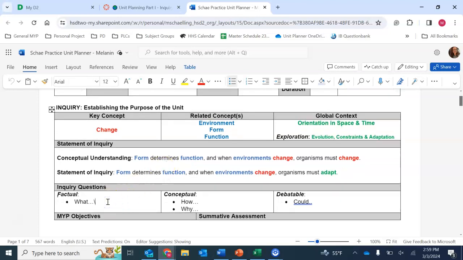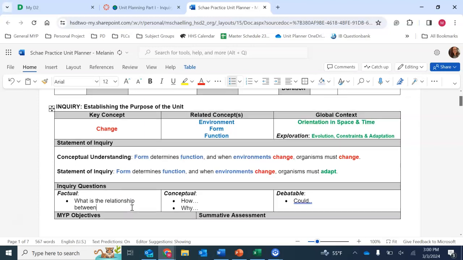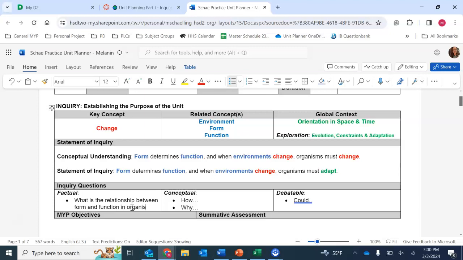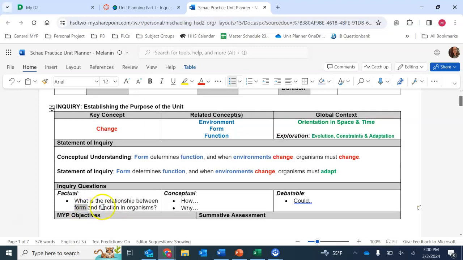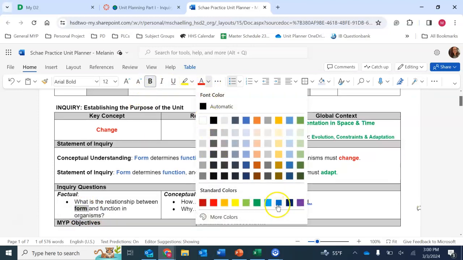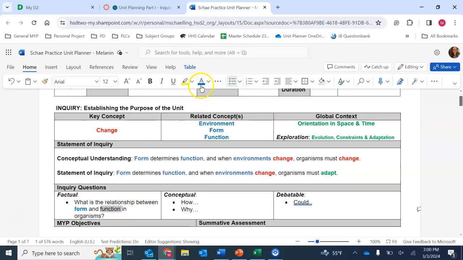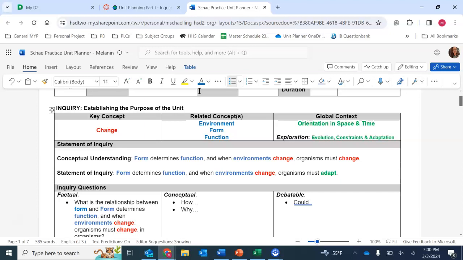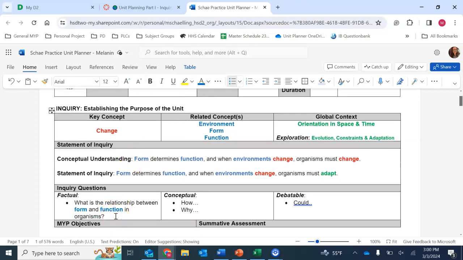Okay, so what, if I look at my conceptual understanding and statement of inquiry, a few things that they might get stuck on. Form, function, environments, adaptation. Okay, so what is the relationship between form and function in organisms? That might be a good place to start because that's going to be one of our big ideas in biology, is how form is related to function in organisms. And then I'm going to bold it, so I've got my words in here.